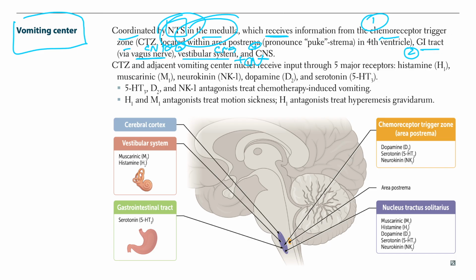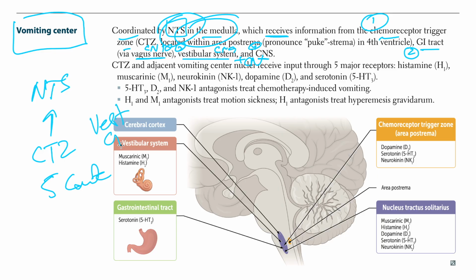Okay, so let's just draw it here so you understand what I'm trying to say. So you have NTS. You have the chemoreceptor trigger zone, and you also have 5 other centers which send the signal to the NTS. On top of that, you have the vestibular system. You have the GIT and straight up CNS.